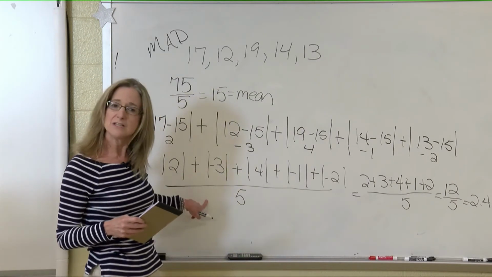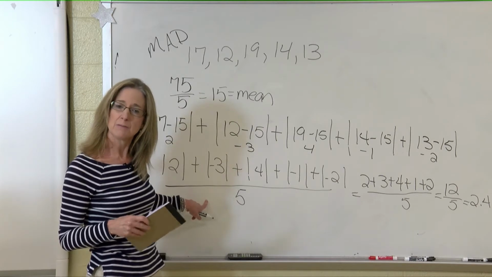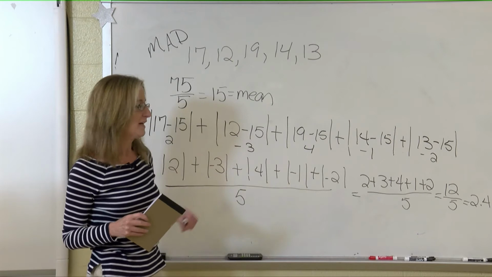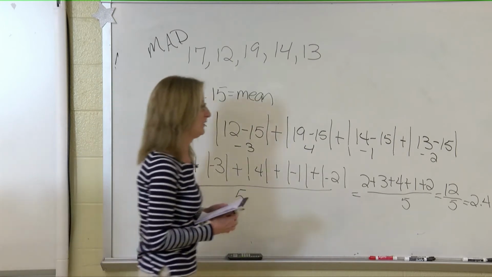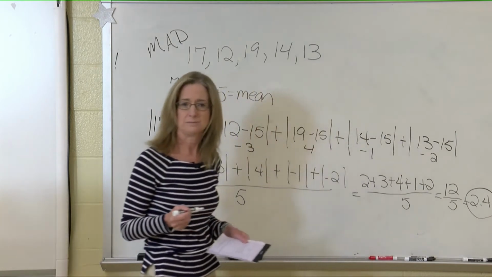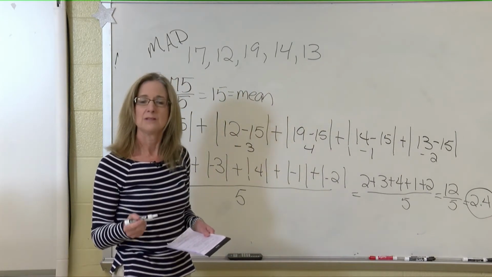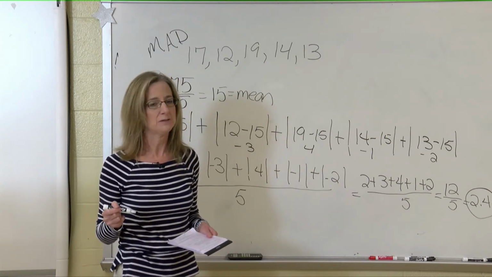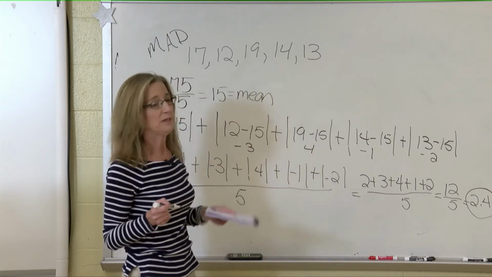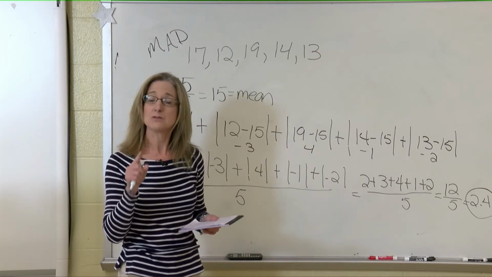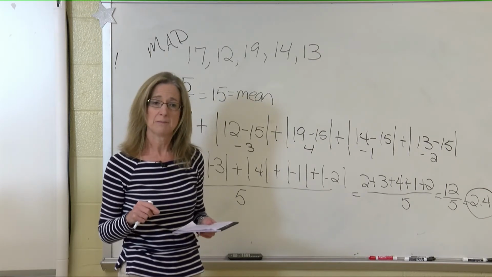We added those absolute values together and divided by the total number of values. And that gave us the mean absolute deviation of 2.4. So when we follow these steps, step by step, we get our mean absolute deviation. Okay, that's one measure of spread.